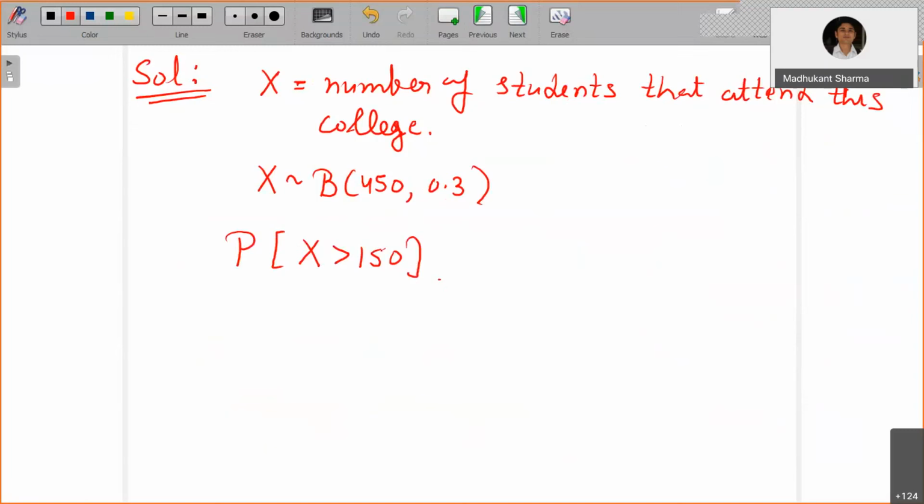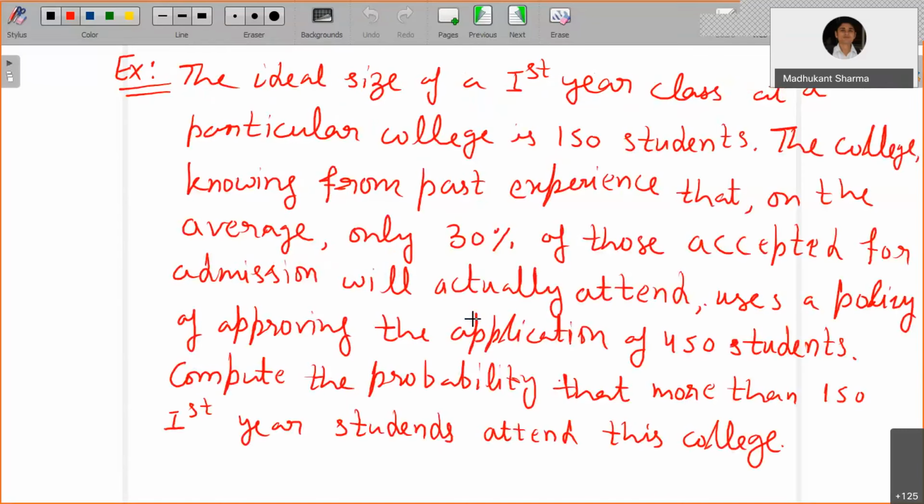If you look back at the question, the ideal size of a first year class at a particular college is 150 students. Now, from past experience, the college understood that on average only 30% of students accepted for admission will actually attend this college. Therefore, 150 divided by 0.3 gives 450 students, so the policy is to approve the applications of 450 students.